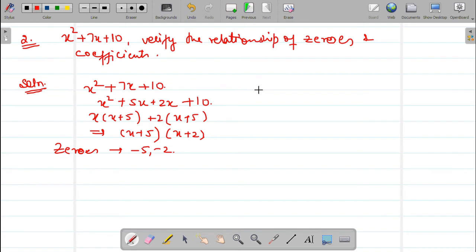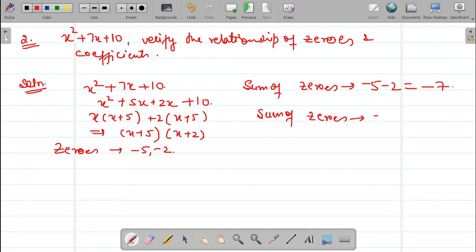So sum of zeros is minus 5 minus 2, which is given by minus 7. And according to the relationship, sum of zeros is given by minus b upon a. And what is my b? b is 7. So minus 7, a is 1. So we can see that the actual sum of zeros and according to the relationship we are getting the same answer. So we have verified that this is same.